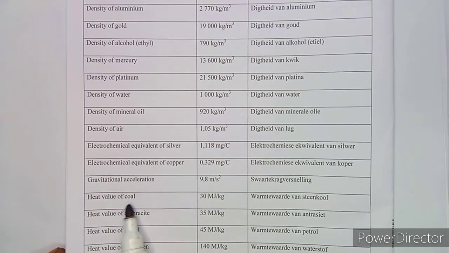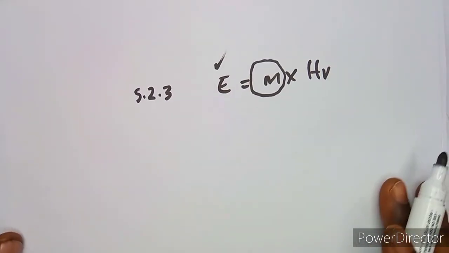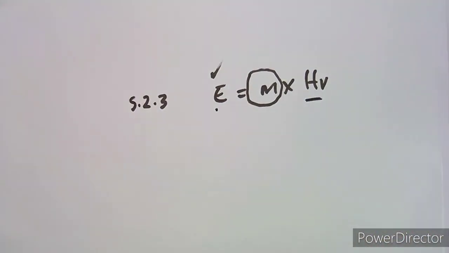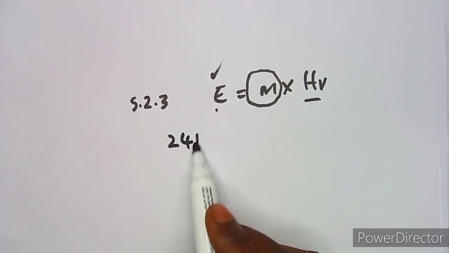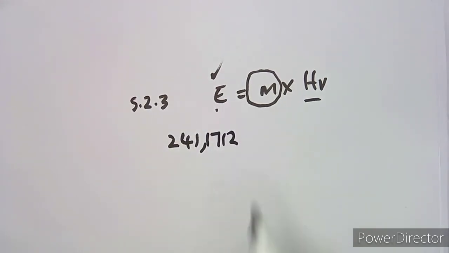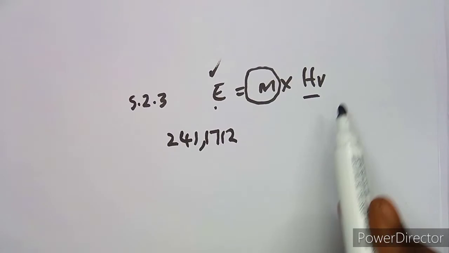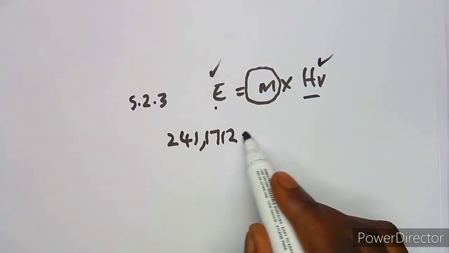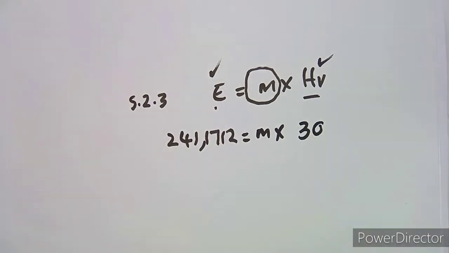The heat value of coal is 30 megajoules per kg. So you've got 30 megajoules for this one, and the energy is the one that we just calculated. So we're going to use this energy that we determined. What was our energy? This was 241.1712. You can round off to 2 decimal places if you want, but take note, these are megajoules, because our heat value is also in megajoules. So it's the mass times the heat value in megajoules. So I can find the mass there.